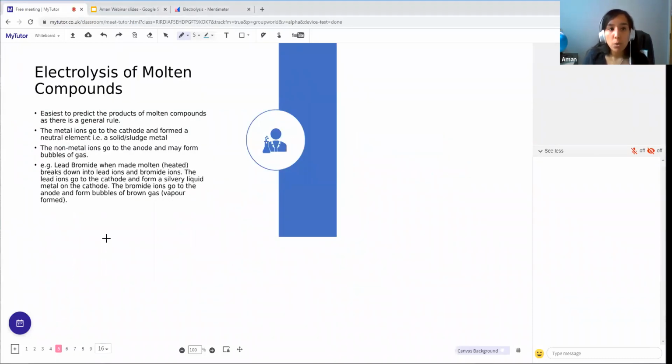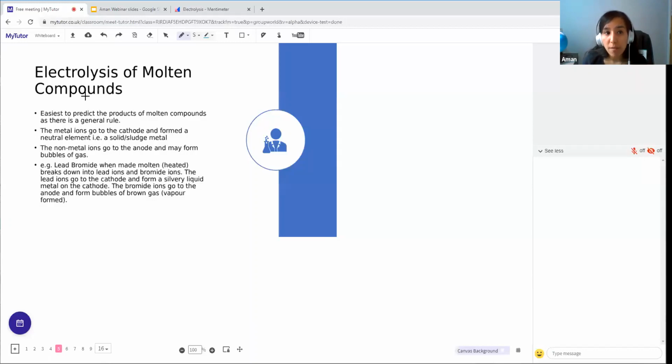So electrolysis of molten compounds. Remember I said that with ionic compounds, we can either melt them to make them molten, or we can dissolve them in a solution to make them aqueous. Now something different happens in the molten and aqueous compounds, and we need to know the differences between them. By far, the easiest ones are molten compounds. The reason for that is it is as simple as the metal ions going to the cathode, which is what we'd expect because metal ions form positive ions. And they usually form a neutral element, which could be a solid or a sludge metal. And the non-metal ions go to the anode, and usually they form bubbles of gas.